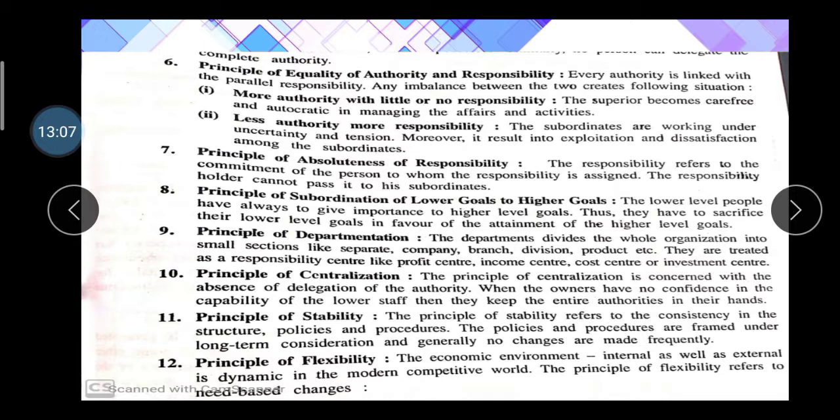Then the seventh one is the principle of the absoluteness of responsibility. Responsibility refers to the commitment of the person to whom responsibility is assigned. So the responsibility holder cannot pass it to his subordinates. You have to define that Mr. A is working as a manager of the purchase department, so Mr. A has the responsibility to take overall charge of the purchase department.